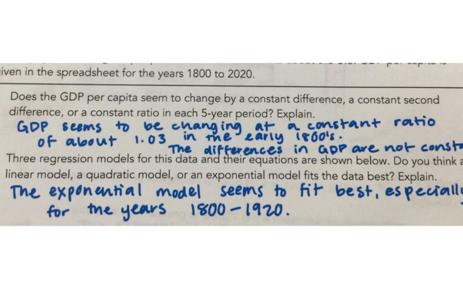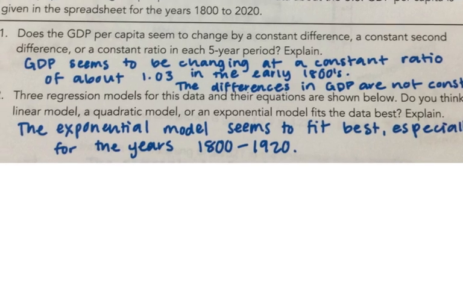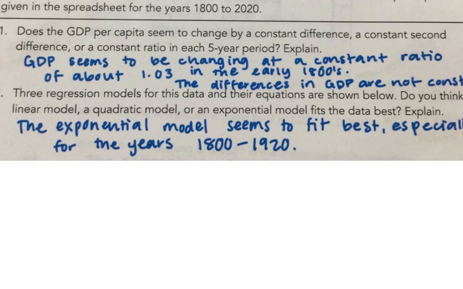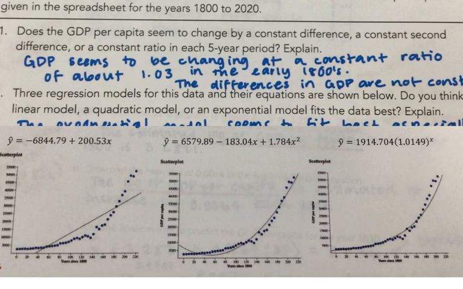Number 2. Three regression models for the data and their equations are shown below. Do you think a linear model, a quadratic model, or an exponential model seems to fit the data the best? This is called regression. So what they're doing is, you see all those points? Those are the actual points for all this data. That's every point here. So this is at 0, 5, 10, 15, 20, 25, 30. And this is our GDP, the Y's, in every one of those graphs. That's called a scatter plot of the data.